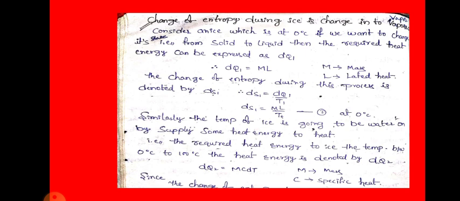Similarly, the ice, now water, is heated by supplying heat energy, that is the required heat energy to raise the temperature between 0 degree centigrade and 100 degree centigrade. This heat energy is denoted by dQ2. Therefore dQ2 is equal to m c dT, where m is the mass and c is the specific heat.